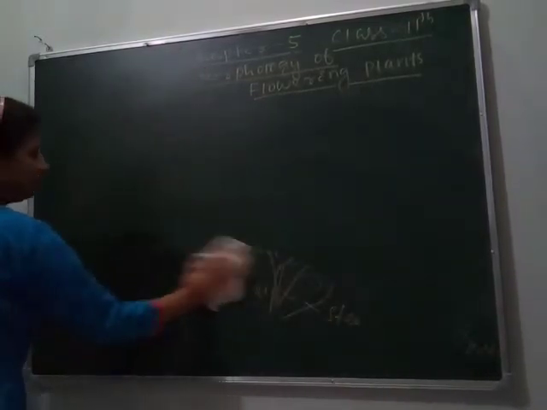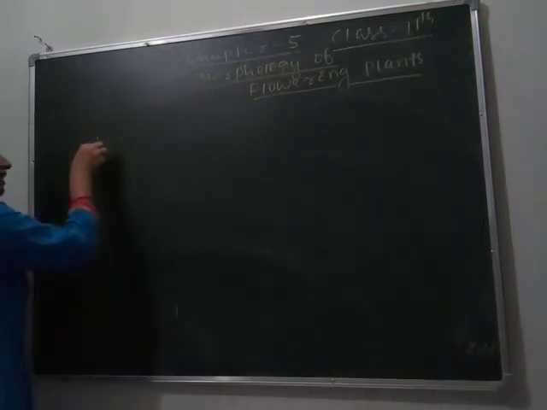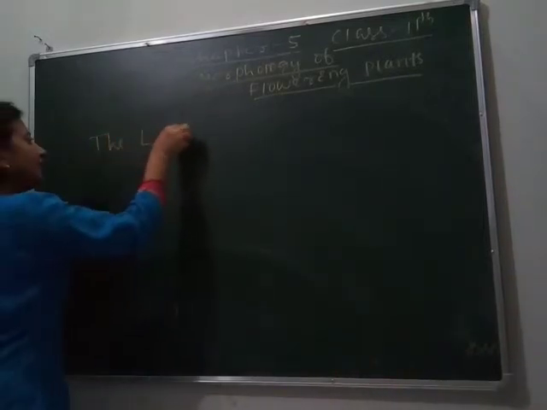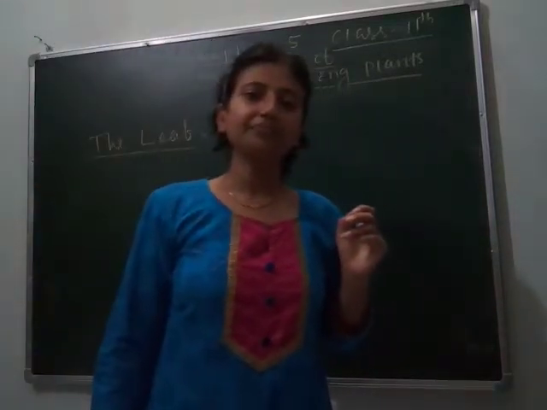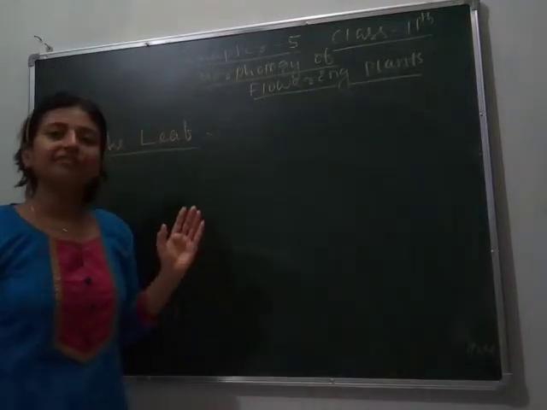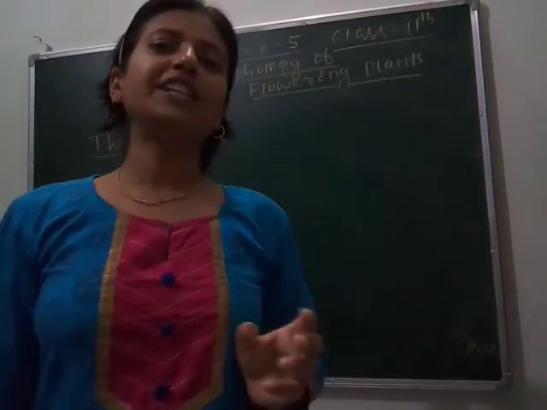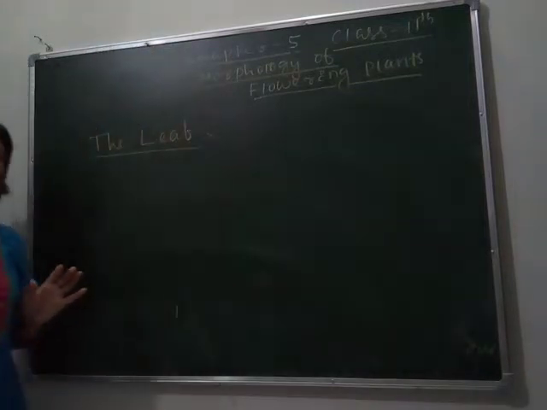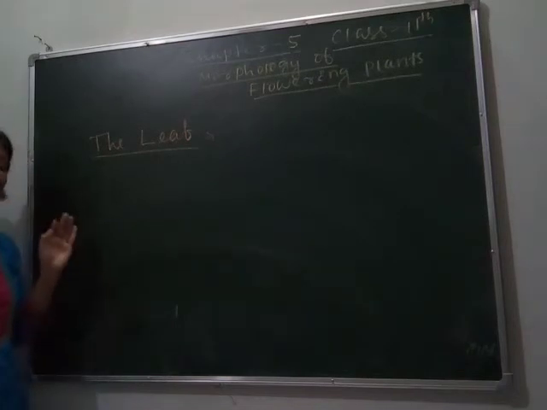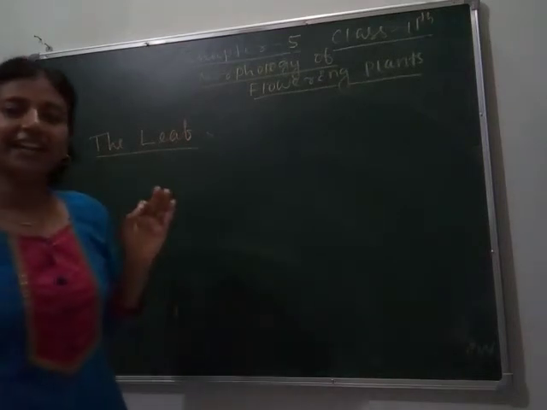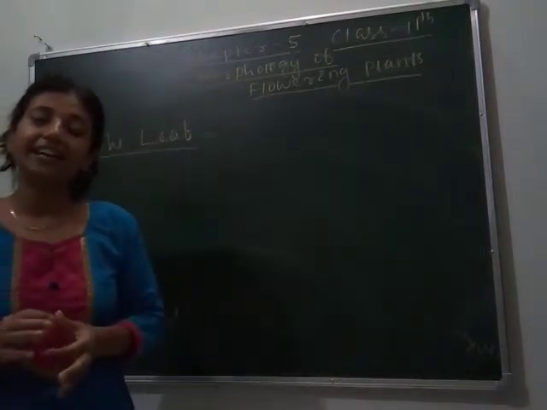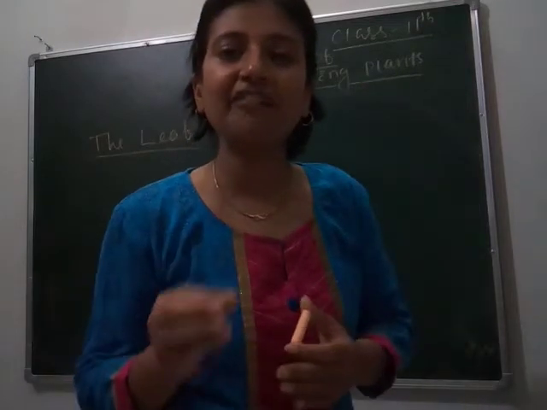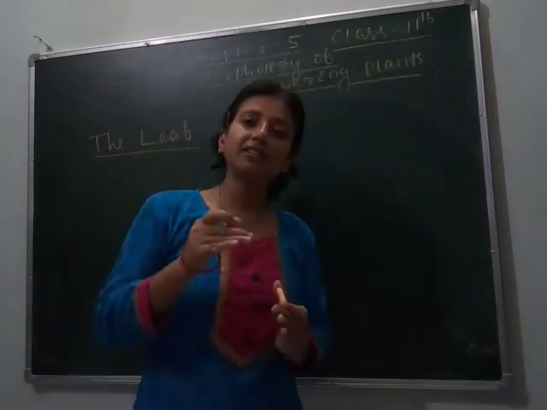That is leaf. So what is a leaf? The leaf is the important part of a plant. Why? Because the leaf does the work of photosynthesis, as it contains chlorophyll, and it has different types of pigments, and it has also the ability to trap different intensities and different colors of light.